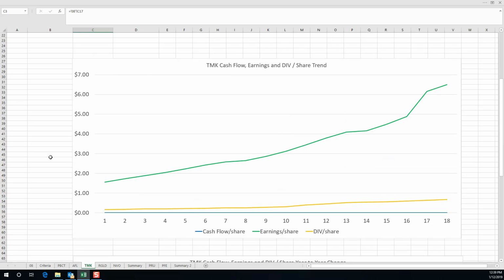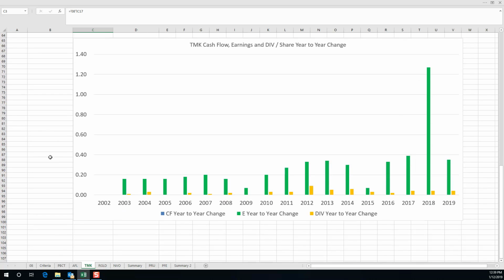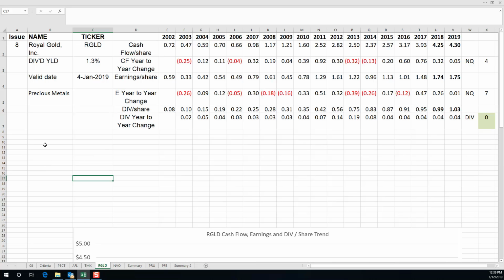Here's what that looks like on the cash flow, earnings, and dividend per share trend. You can see the earnings have a nice uptrend throughout the 17 years. Here's what that looks like on the year-to-year difference. Again, a nice positive trend going there. Really good year in 2018, but the dividends per year not making it.